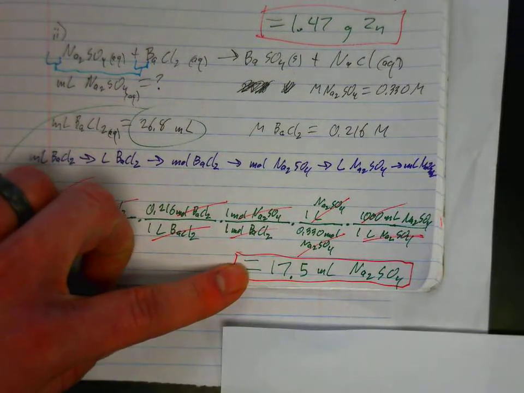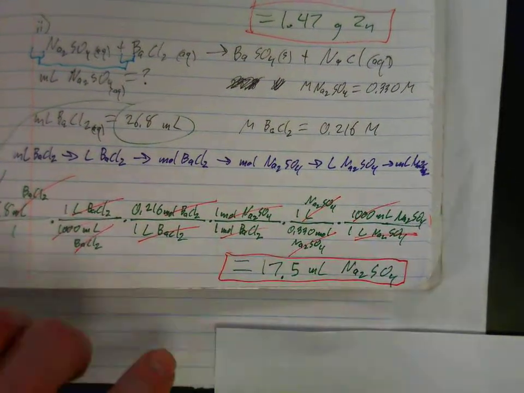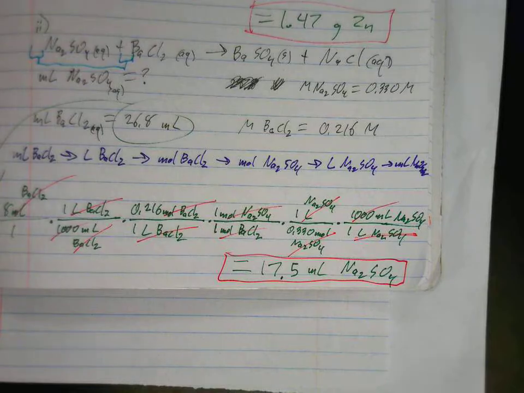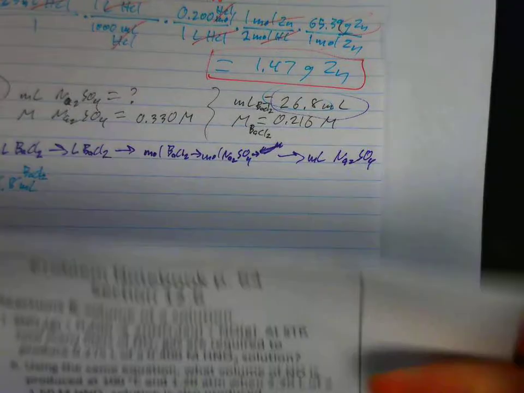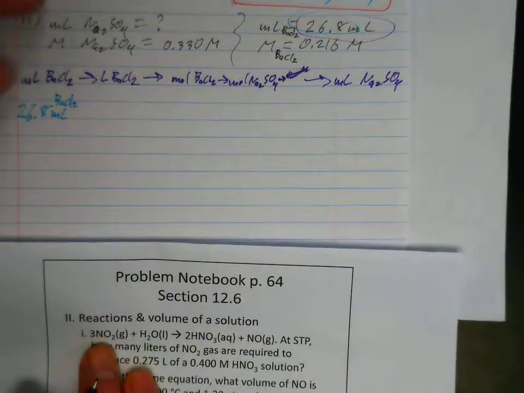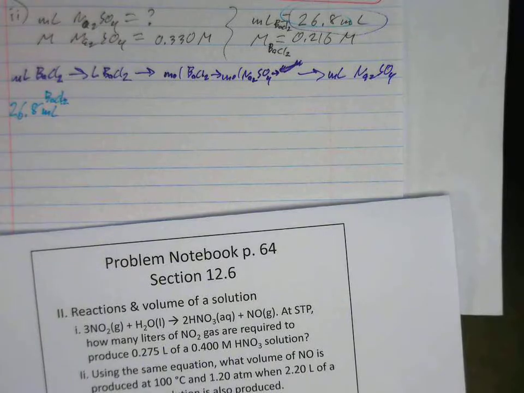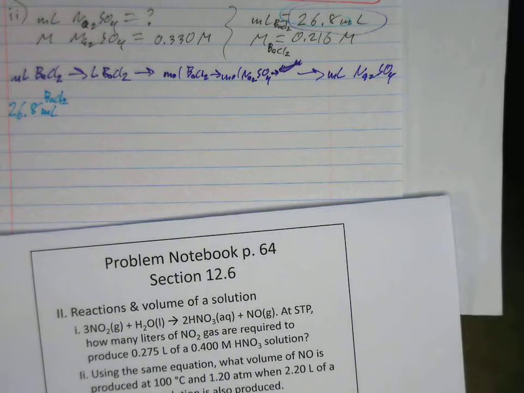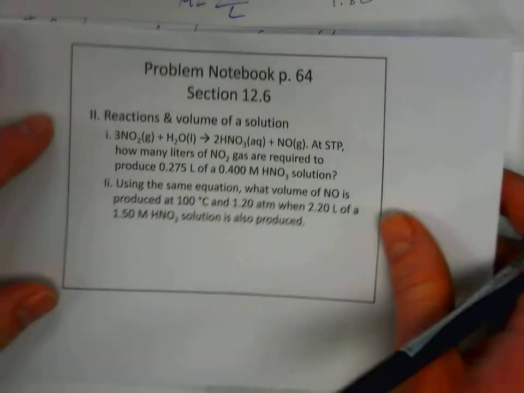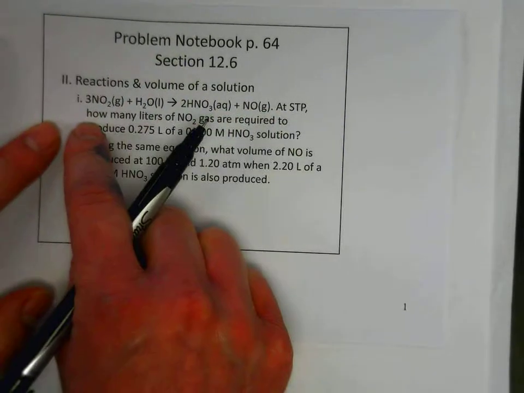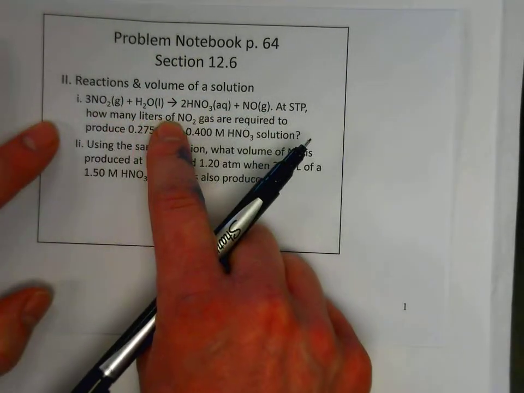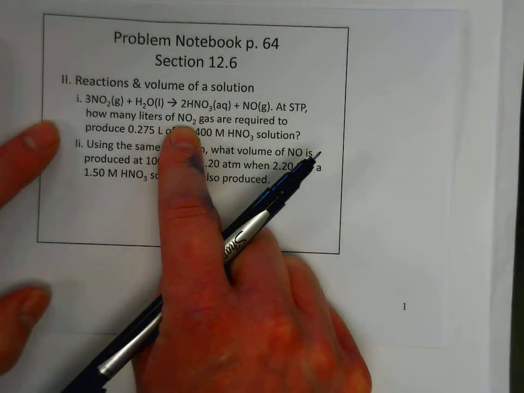All right, we're going to look at another type of problem now, a variation on what we've done so far. Let's say that we have this equation. At standard temperature and pressure, STP, how many liters of NO2 gas are required to produce 0.275 liters of a 0.4 molar nitric acid solution?